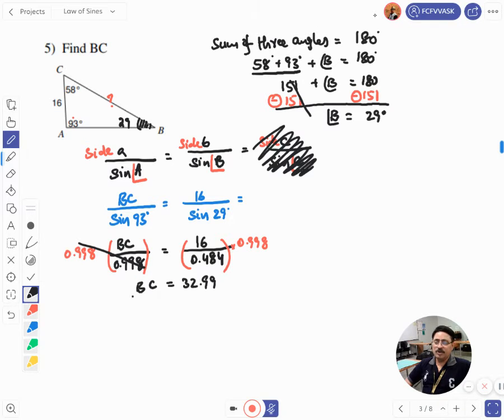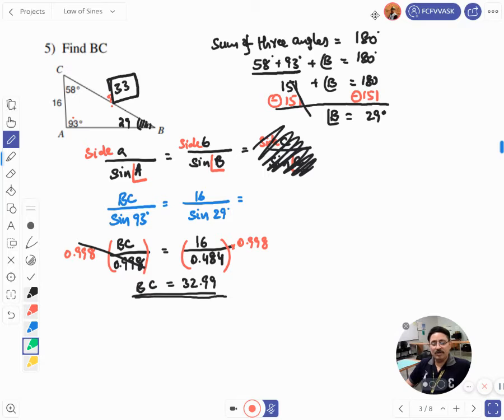32.99, approximately 33 units. Now, please check, does it make sense or not? I see that AC is 16 and this value is a little more than double, but I see that BC is longer than AC and that makes sense. Suppose if I get the BC is 330, come on, it's not possible, right?